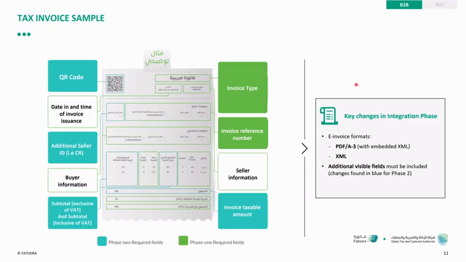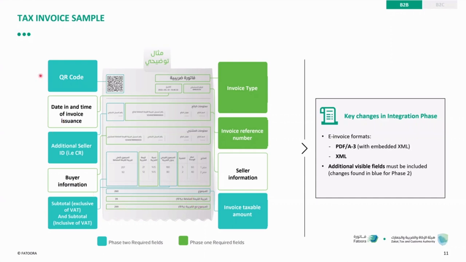Now here we have a closer look at the invoice fields. We have highlighted some of the fields that we have. So first of all, we have the invoice type. So this is the FATOORA ضريبية, which is the tax invoice. This is the B2B. We have the reference number of the invoice. We have the seller information, part of the invoice itself. We have the taxable amounts, which is mentioned here. We have the total taxable amount, and then the total as well.